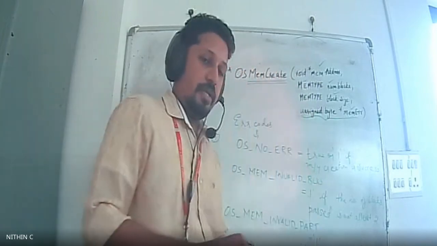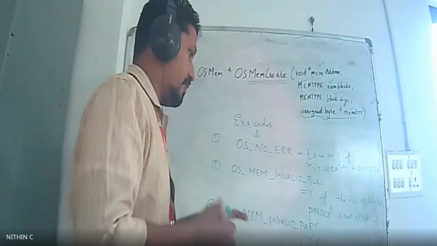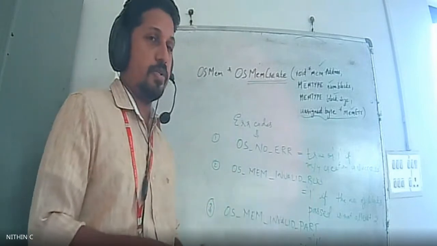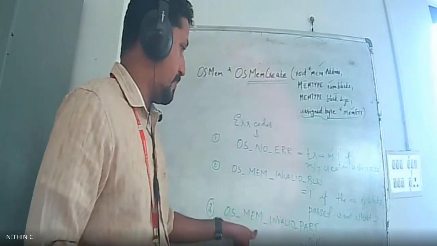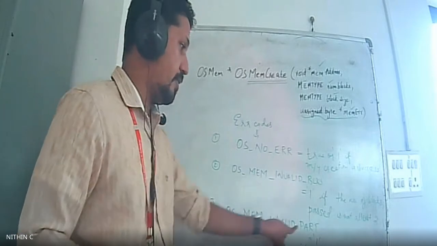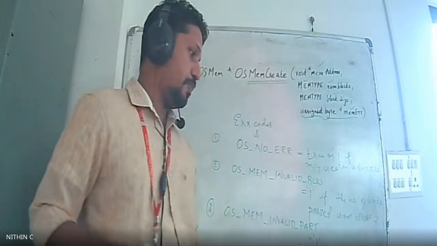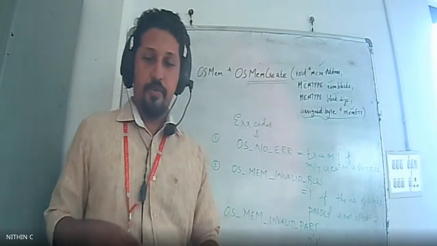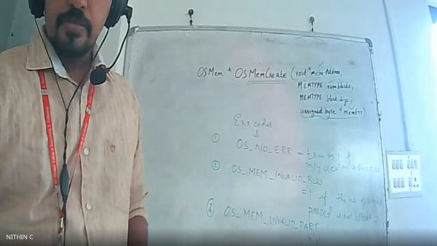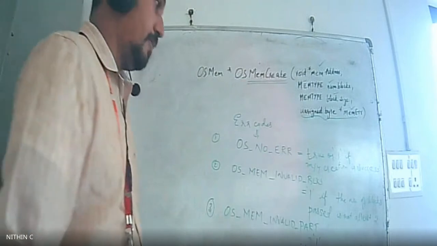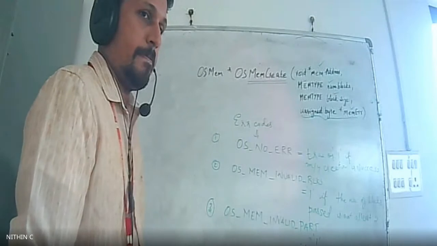Suppose the memory is completely accessed or there is no free memory, then this error will occur. That is, you cannot do the partition. If there is no existence of memory, then this error will occur. That is, OS memory invalid partition. The value of this error code will be 1 if you are attempting to partition when the memory is not available or when memory doesn't exist. You are not having any free memory for partition. In that case, this error value will be set.